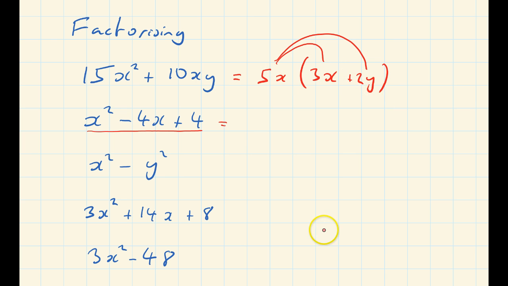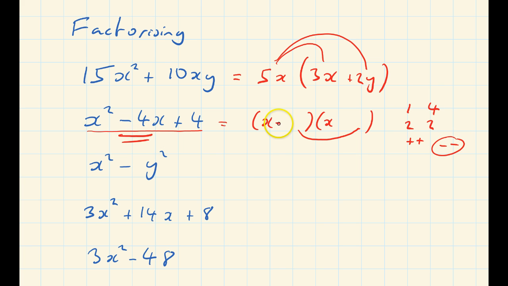This one here, I am going to get my double brackets. I've got the middle term as well, and I'm going to have an x at the beginning of each bracket. And to get the number, I've got to have my number times my number. It's got to get me 4, so it's either got to be 1 and 4, or it's got to be 2 and 2. It's plus 4, so they're either both plus or both minus. And since I want minus 4x, pretty obviously they're both going to be minus.